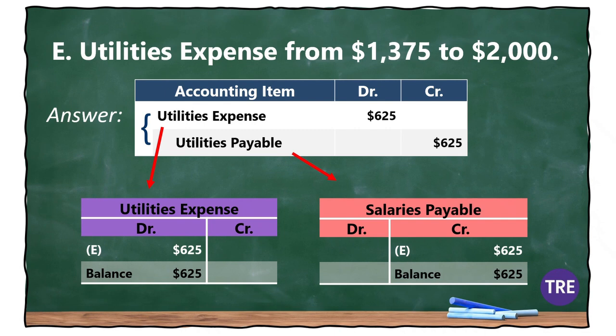Why should the company adjust it? Because utilities have already been used, but the bill has not yet been paid. Without this adjustment, expenses would be understated and liabilities would be missing. This ensures the expense is recorded in the same period the electricity or water was consumed, following the accrual principle, even though the payment will occur later.